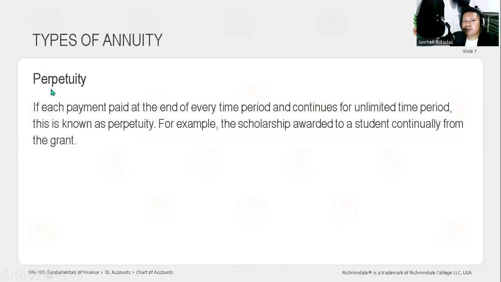All right, next is perpetuity. What is perpetuity? Perpetuity is when each payment is paid at the end of every time period and continues for an unlimited time period. For example, a scholarship awarded to a student continually from a grant. So that is perpetuity.